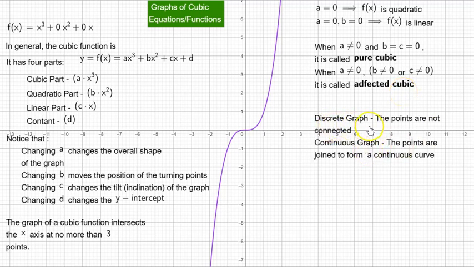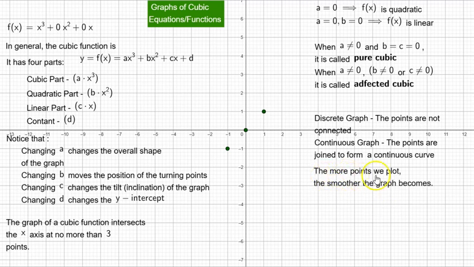Again, like before, in a discrete graph, the points are not connected. In case of a continuous graph, the points are joined to form a continuous curve. So here I have drawn the continuous curve, but let us say I just plot the points. Then it is a discrete graph. Now, of course, when we plot only the points, it becomes difficult to visualize how the graph will look. So the more points we plot, the smoother the graph becomes.